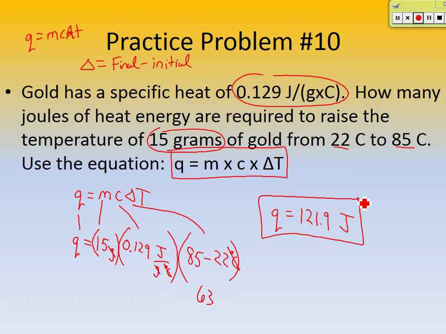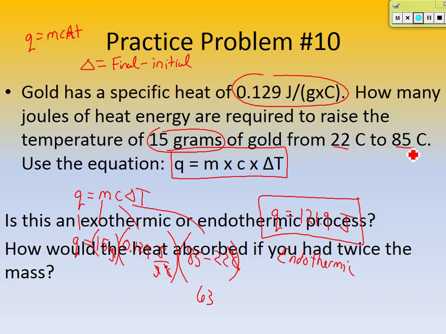Okay, in this process, would you say it's an endothermic or an exothermic process? It's endothermic. How do you know that? It's endothermic because Q is positive. Heat is being absorbed. That gold is absorbing the energy. Its temperature is going up because it's absorbing energy. So that's an endothermic process.